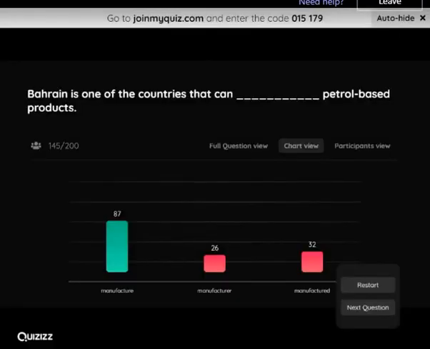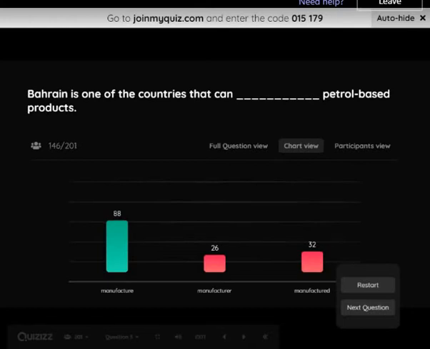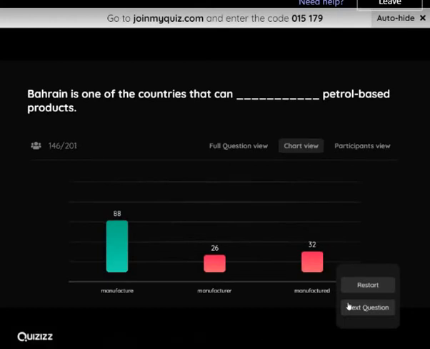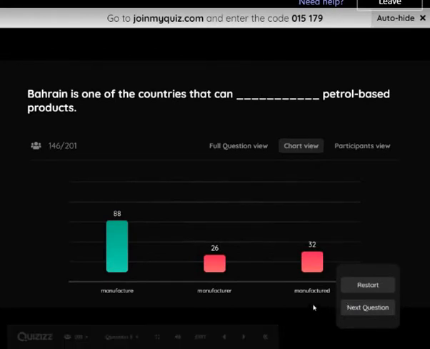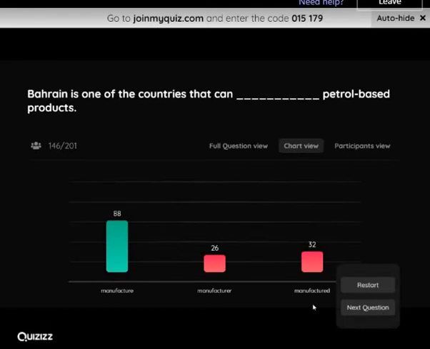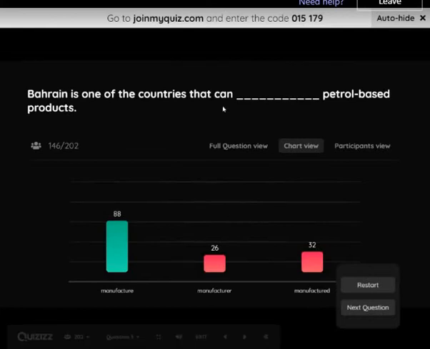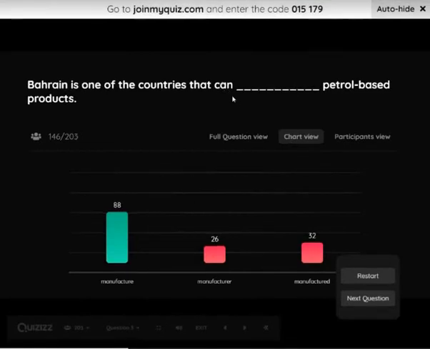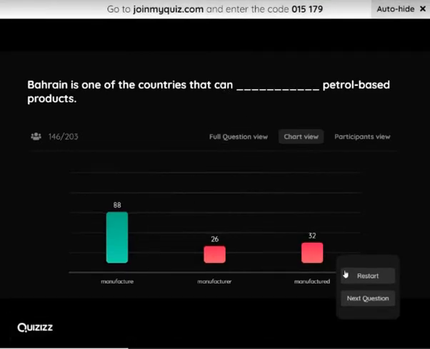So the correct answer is manufacture, because after can, it's a modal verb. You should have the infinitive form after the verb can. So can manufacture. You can't really have a noun, and you can't have the past simple after can. You can't say can manufactured, or even the ing. You can't really say can manufacturing. That's incorrect because it's a modal verb, and after a modal verb, you should have the infinitive form.